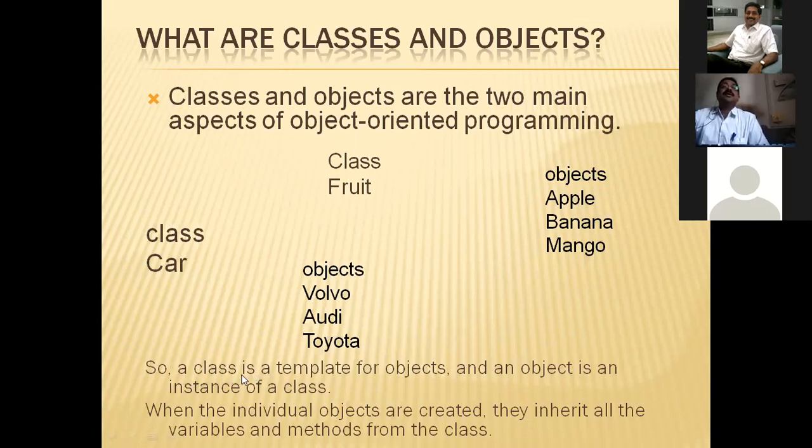You can say that the class is a template for objects, and an object is an instance of a class. When the individual objects are created, they inherit all the variables and methods from the class. So the individual objects we create inherit the variables and methods from the class in which they are developed, and the objects use those variables and methods.